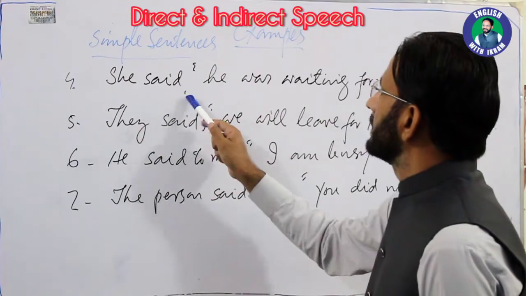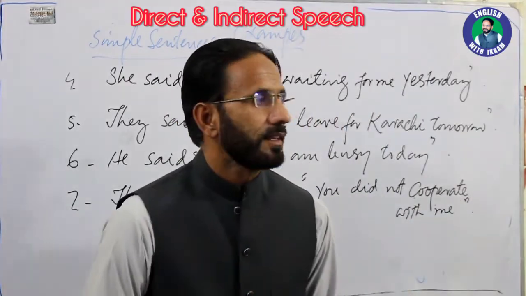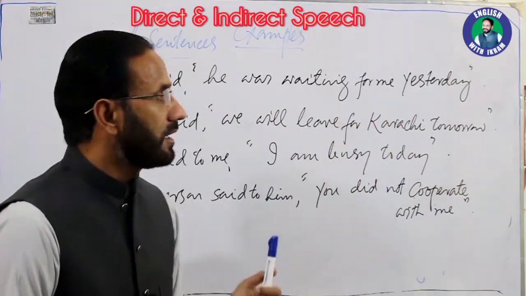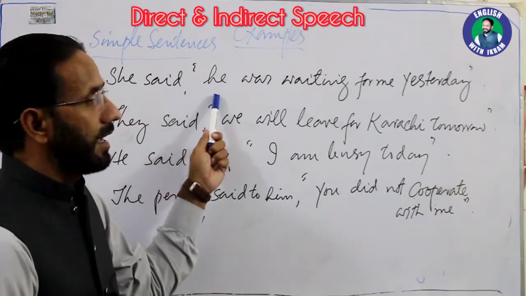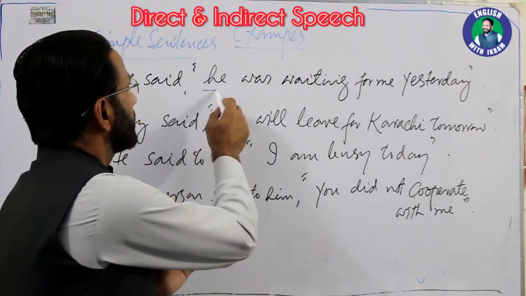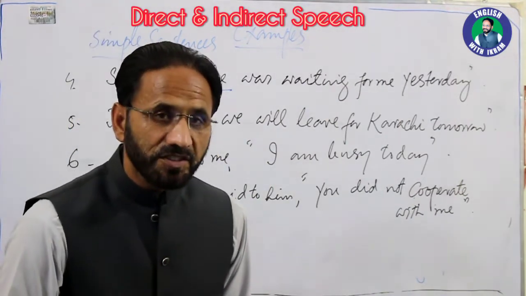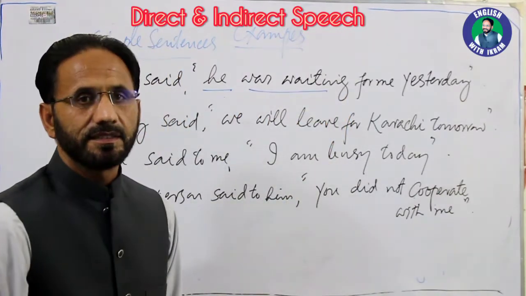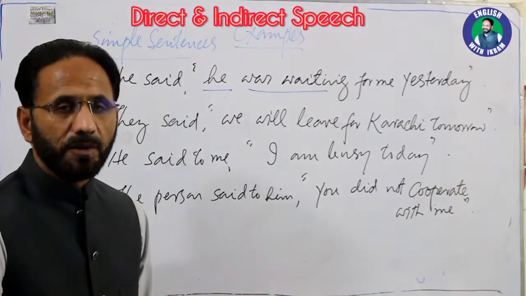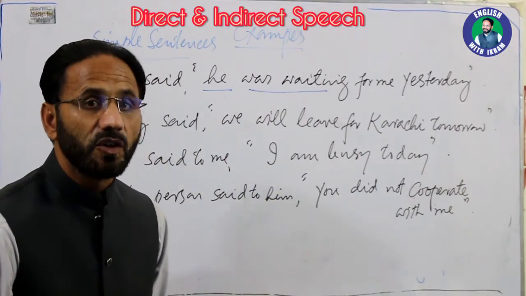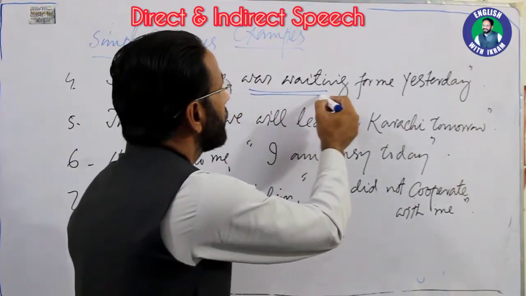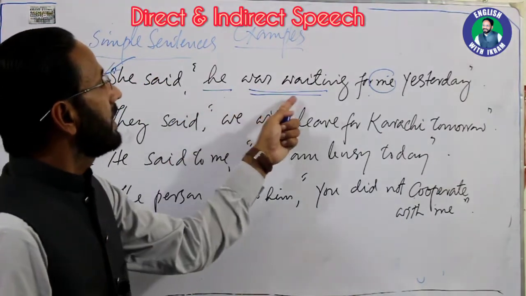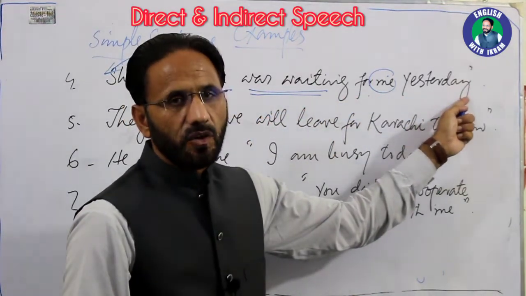One more example. She said, he was waiting for me yesterday. How will we change this sentence? She said that, now this is third person pronoun. And I have told you that third person pronoun will not be changed. She said that he was waiting. Which tense is this? This is past continuous tense. And past continuous tense will be changed into past perfect continuous. She said that he had been waiting for her. First person again will become the subject. She said that he had been waiting for her the previous day.